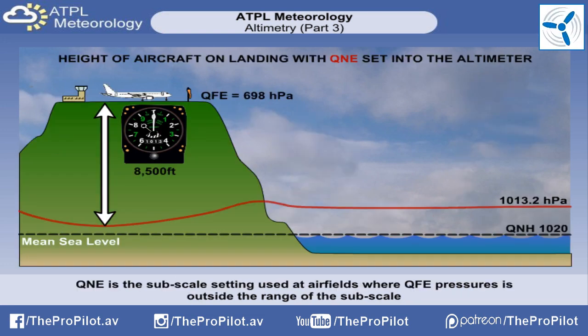There is one final pressure setting. It is seldom used, and it is unique to very high altitude airfields. This pressure setting is known as QNE. It's defined as the height indicated on landing at an aerodrome when the altimeter subscale is set to 1013.2 hectopascals. This definition is only pertinent to those airfields where the normal QFE range can't be selected on the subscale. In other words, the QFE pressure values are outside the range 850 to 1050 on the subscale.